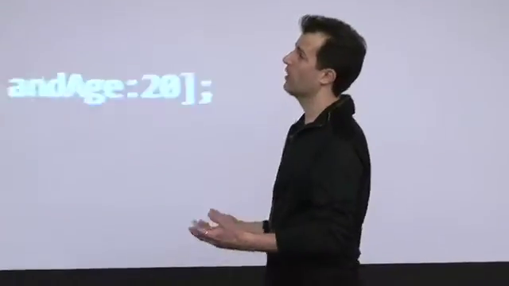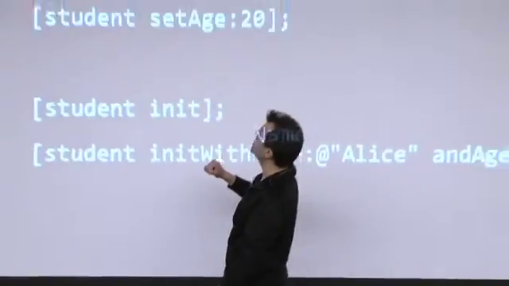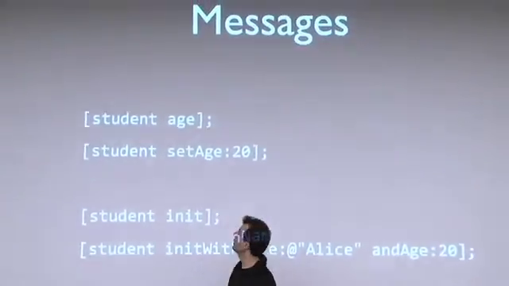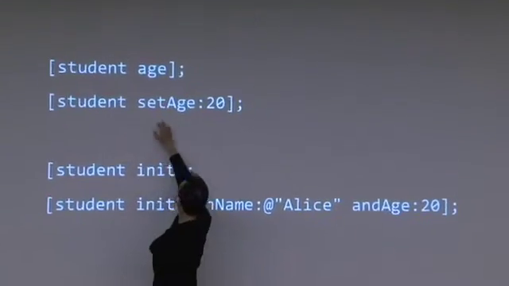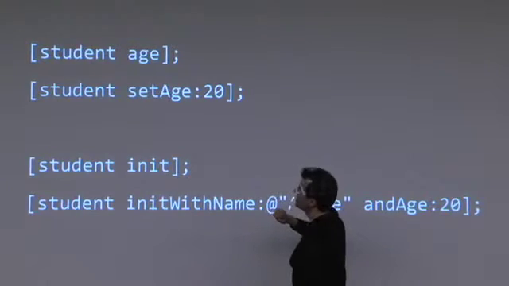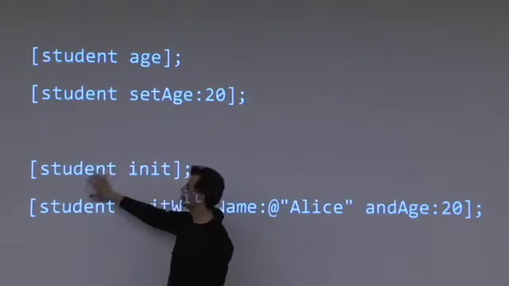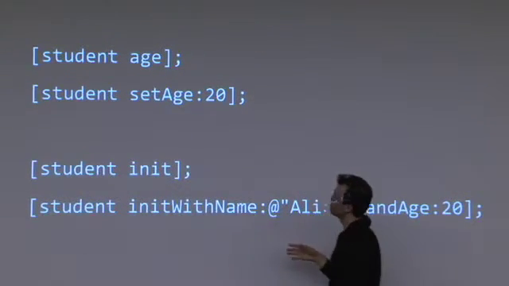How do you use these things? Well, we saw release already. If you want to get a student's age, assuming you've implemented a getter and a setter, you'd say student age. If you want to set an age, you'd say student setAge, colon, and then the number you want to set. What about those things I keep calling constructors, but that's not really the right jargon for Objective-C?